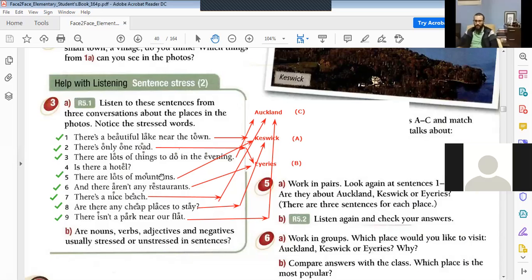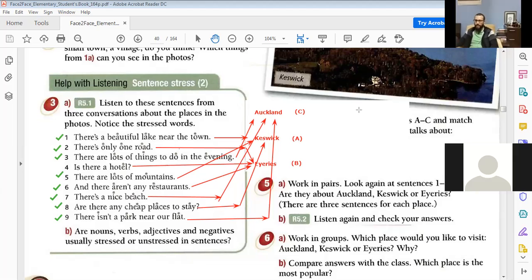Okay, so all of the answers are correct, but we didn't answer number 4. Which conversation is number 4? Is there a hotel? B. Iris. Yes, it's about Iris, correct.